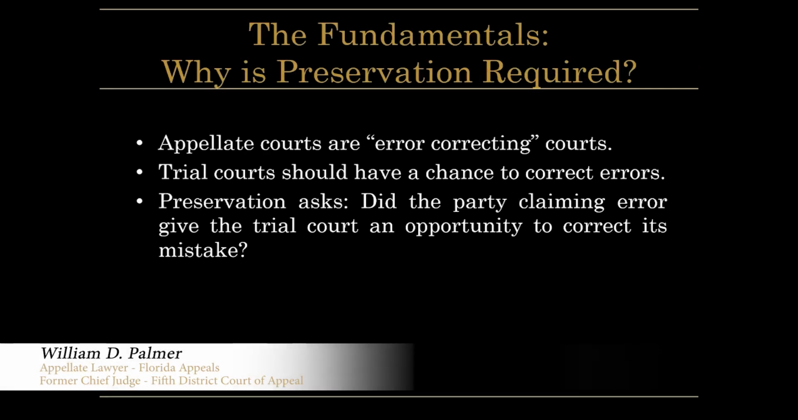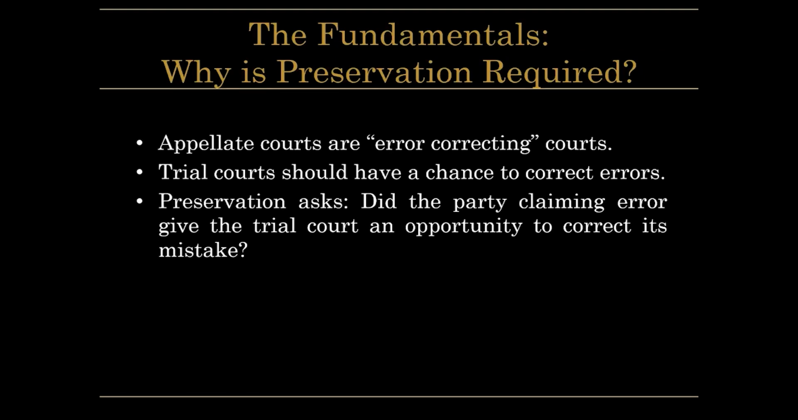The appellate courts are error-correcting courts. They're not there to decide law in the abstract or to decide how they think a case should have come out if they were ruling on it originally. They are there to correct errors of the trial court. And so if they reverse a case, what they're doing generally is saying to the trial judge, you made a mistake, it was harmful, and we're going to correct your mistake.